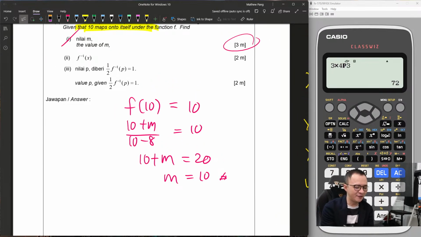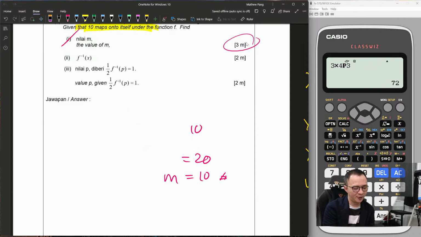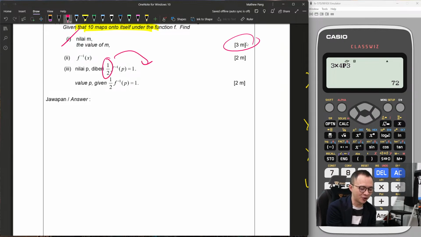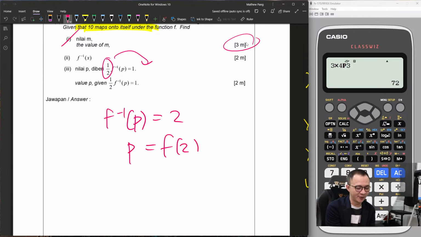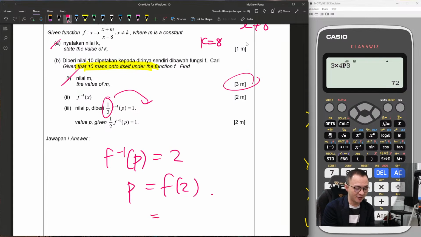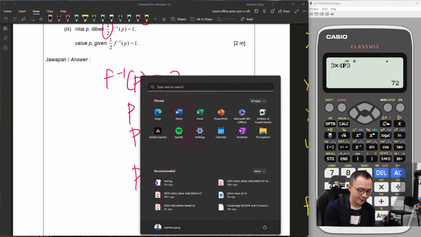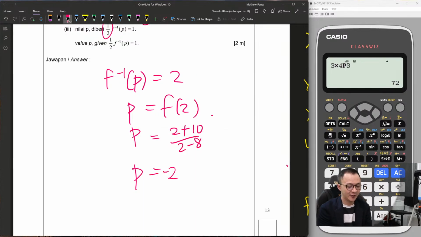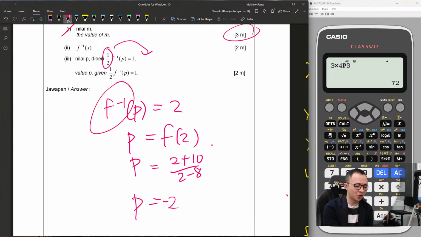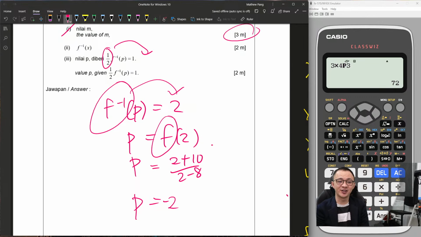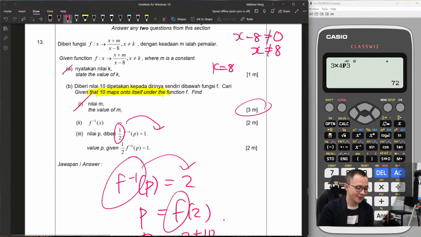Okay, this one you can use the inverse function to solve it. Or sometimes if you don't like, also no need inverse, also can solve. 2 marks. The 1 over 2, I throw to the other side. f inverse of p equals 2. Then p equals f of 2. Then I no need to use the inverse function. So this is 2 plus 10 over 2 minus 8 equals p. Then I can get my p easily. 12 over 6, right? Which is 2. Negative 2, sorry. Oops, it's negative 2. So you can see I basically throw my inverse to the other side. It becomes no more inverse. Okay, easy.